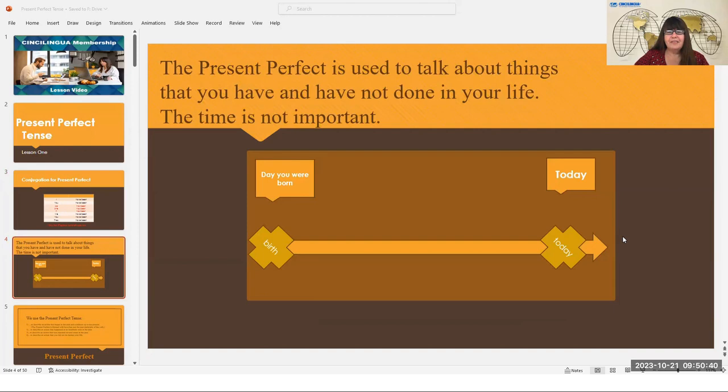The present perfect is used to talk about things that you have and have not done in your life. And the time is not important. If we look at this timeline here, the present perfect talks about all the time from the day that you were born, so on the day of your birth, all of your life until today, when we are having a conversation about something that you have done or something that you have not done.